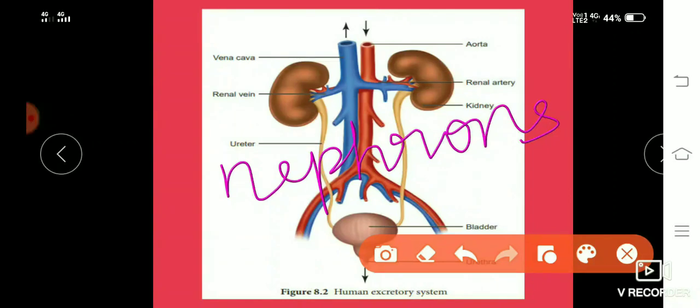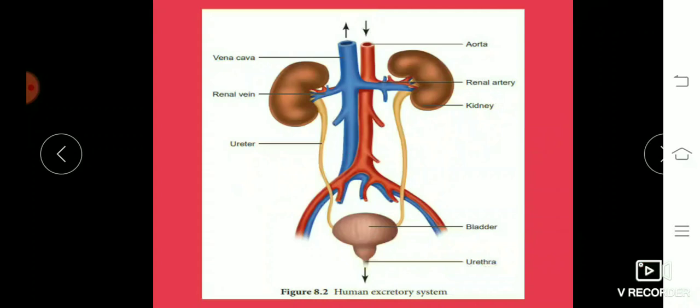The small microscopic units are called nephrons, and it filters the nitrogenous waste from the blood. After the blood gets filtered, after the removal of the nitrogenous waste, what happens? The clean blood is carried away from the kidneys with the help of the renal vein.